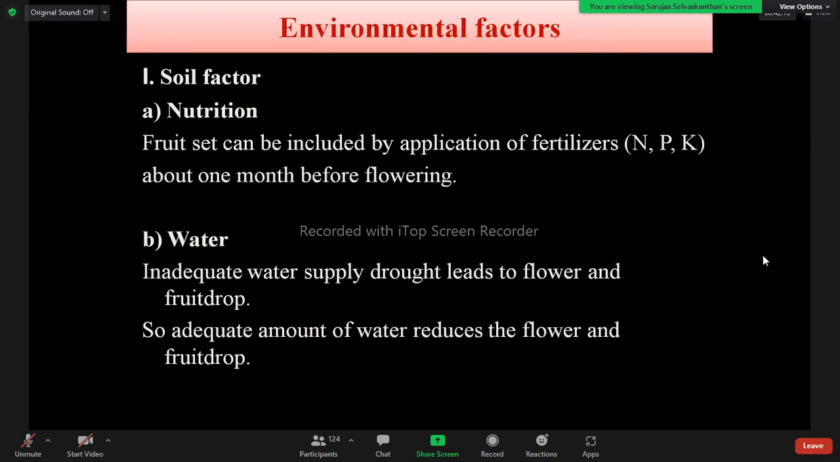Water: inadequate water supply, drought, leads to flower and fruit drop. Under water stress, flower size reduces and the flowers start to drop. As well, any fruits that are there may become very small compared to normal size, and due to high water stress, they may start to drop down. So an adequate amount of water reduces flower and fruit drop. So we have to water adequately.